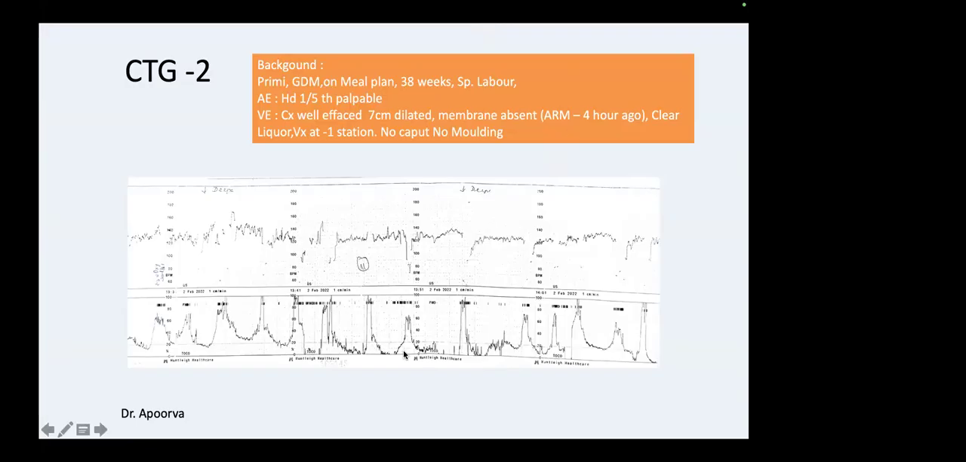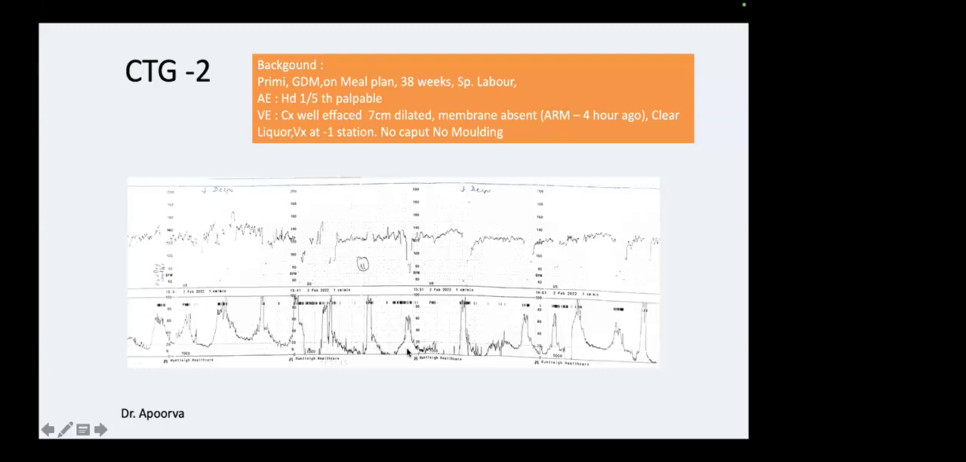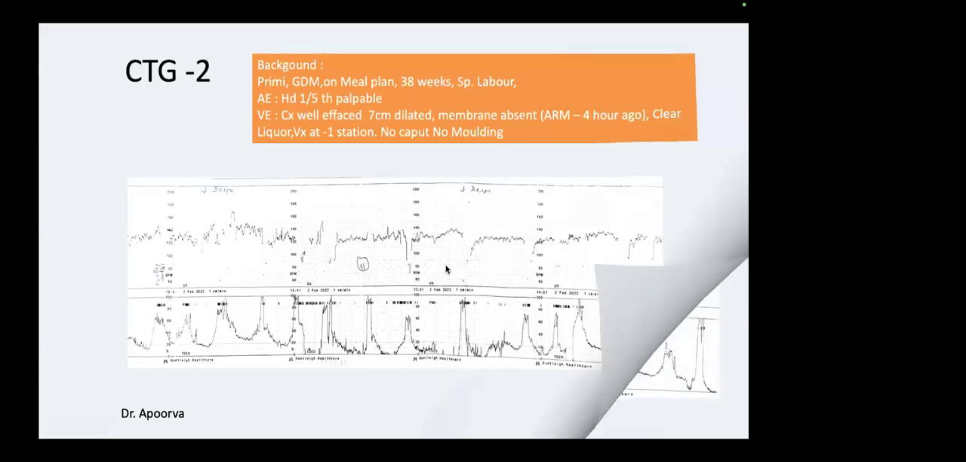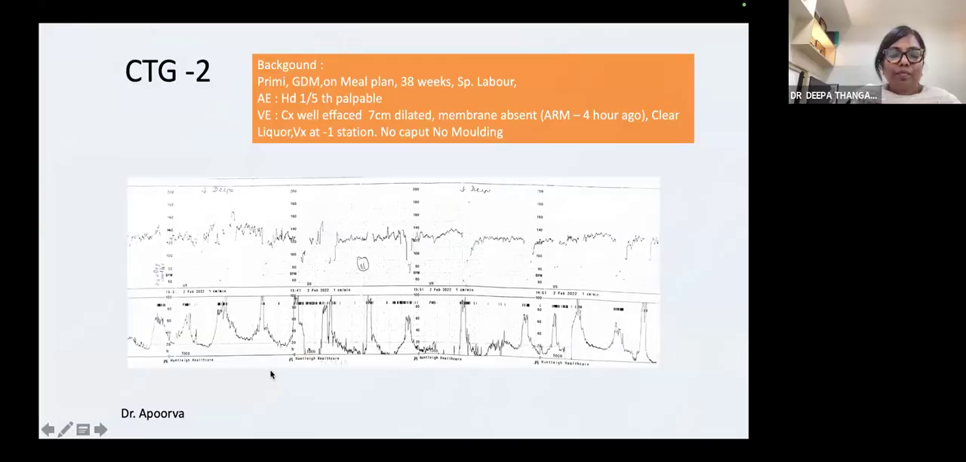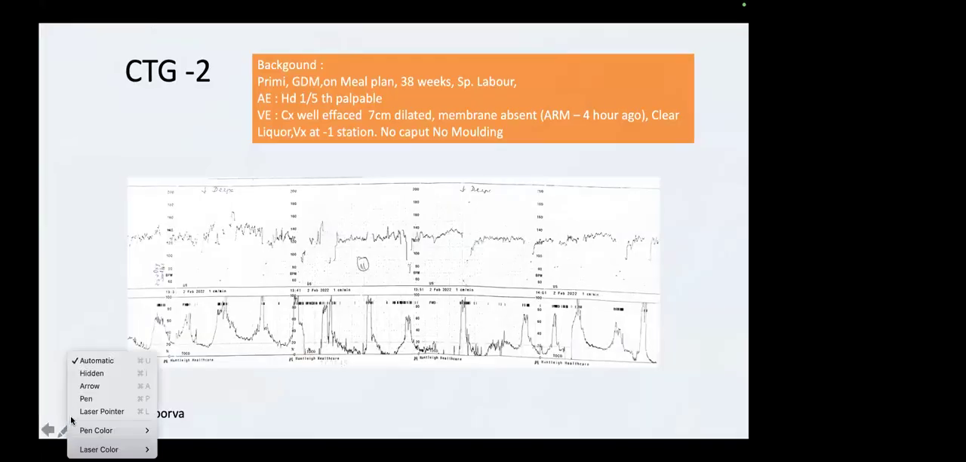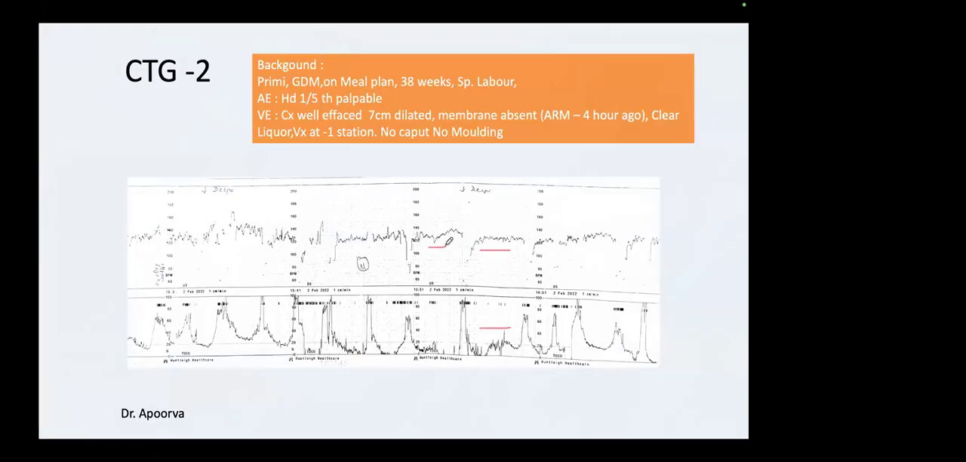Contractions: she is having 2 to 3 contractions, ma'am. A rest period is there, not hypertonic. Very good. Then the baseline heart rate is seen in between the contractions, between the two decelerations. It is around 130. Variability is also normal, ma'am, around 7.